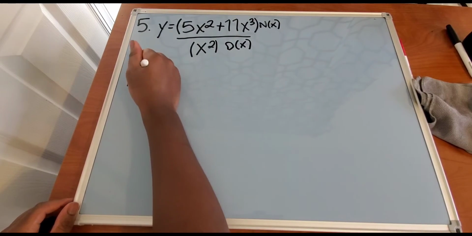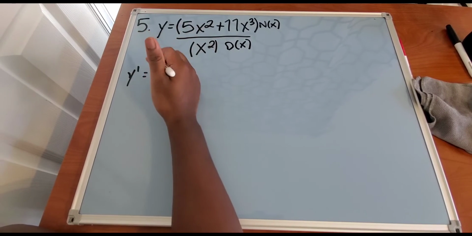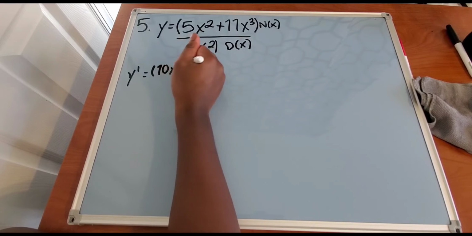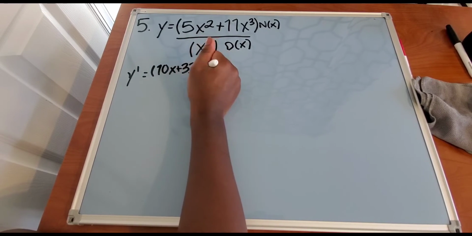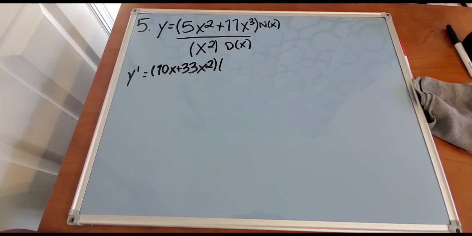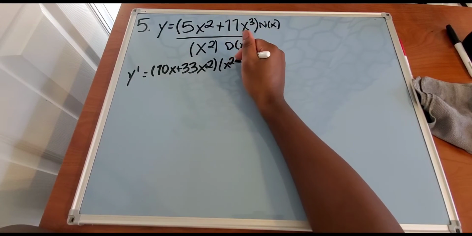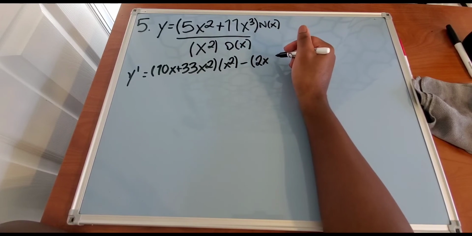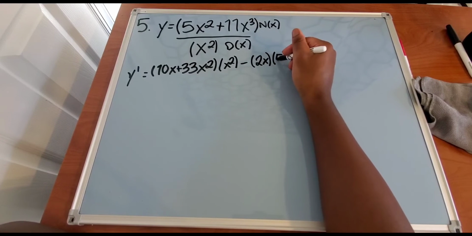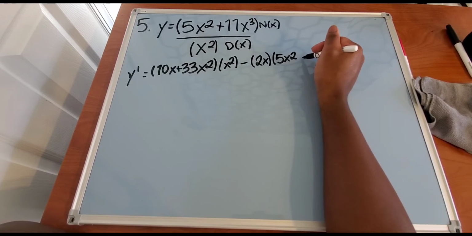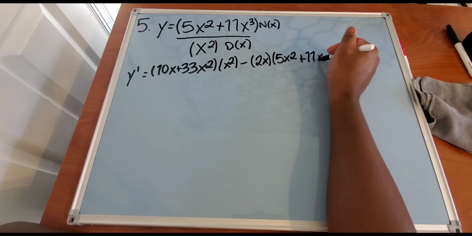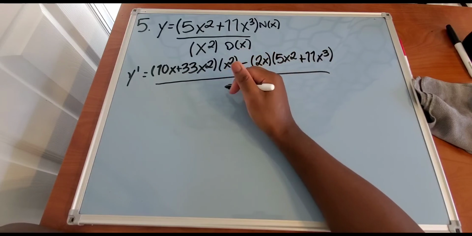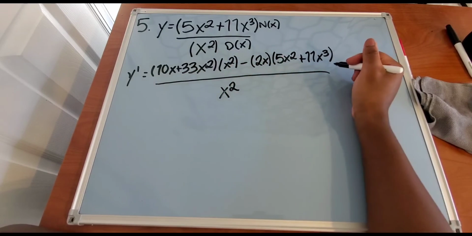So we can say that the derivative of y is equal to the derivative of the numerator, which is 10x plus 33x squared, times the denominator, which is x squared, minus the derivative of the denominator, which is 2x, times the numerator, which is 5x squared plus 11x cubed, all over x squared. So there's a couple things that I'm noticing here.